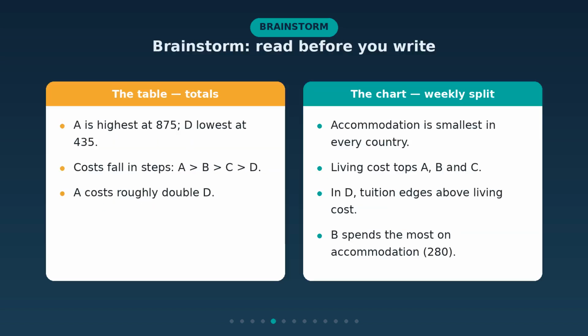Now brainstorm before writing a word. From the table, country A is the highest and country D the lowest. The totals fall in neat steps, and A costs roughly double D. From the chart, accommodation is the smallest weekly cost everywhere. Living cost leads in A, B, and C, but in country D tuition just edges above it. One quirk worth noting: country B spends the most on accommodation.